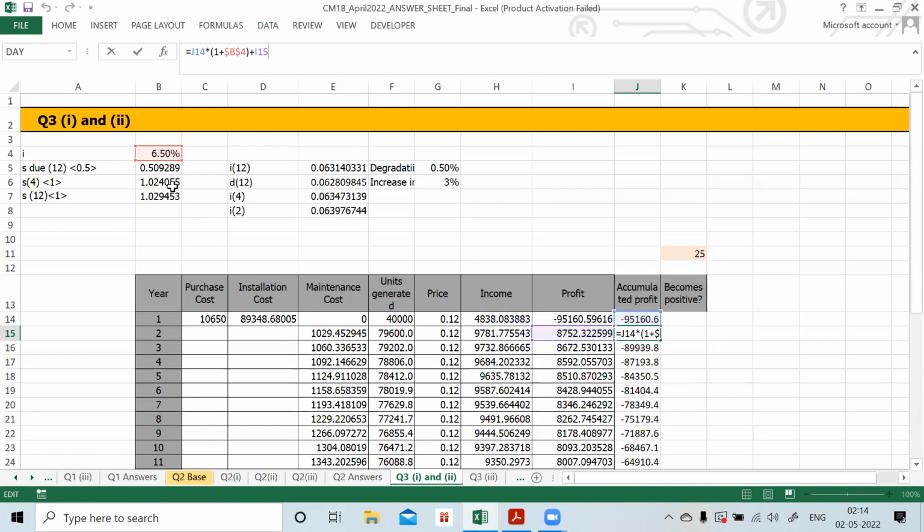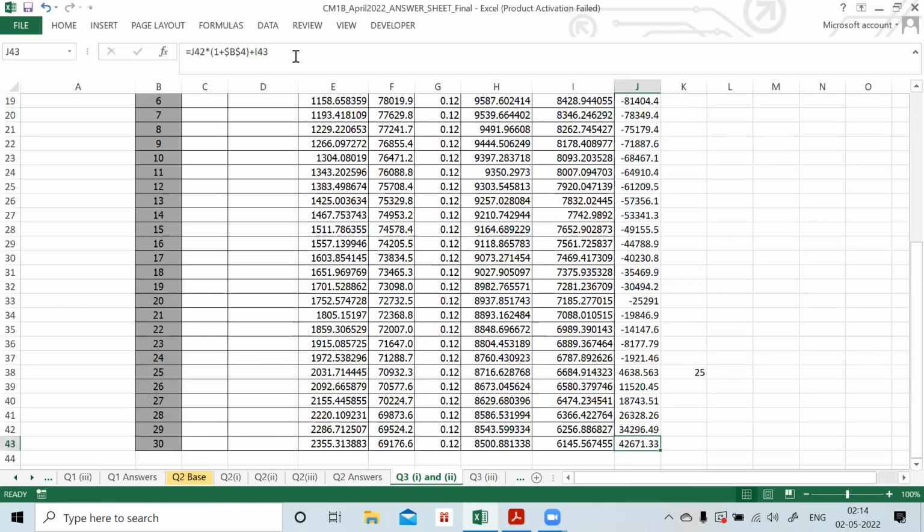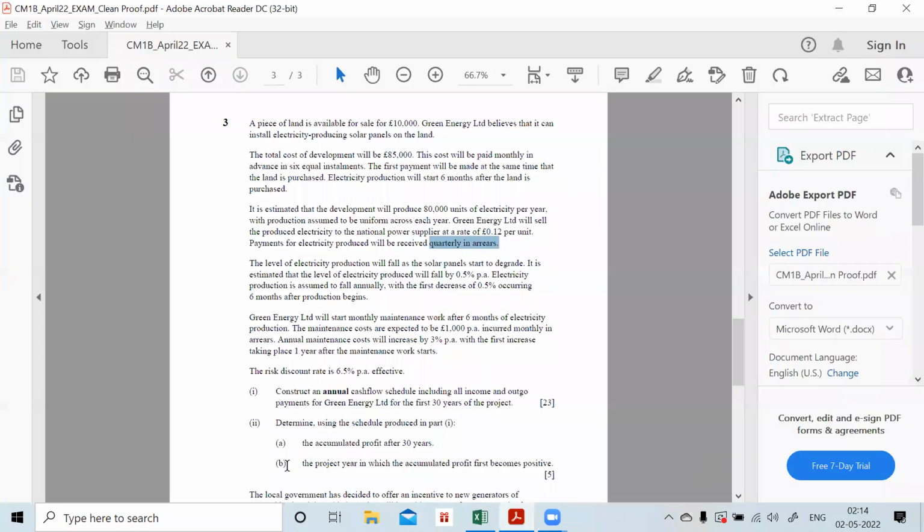So I've taken 95160 into 1 plus i, plus next year's profit. This is something like a loan schedule we are performing. And the last value, 42671, remains. So this is the accumulated value at the end of 30 years, 42671.